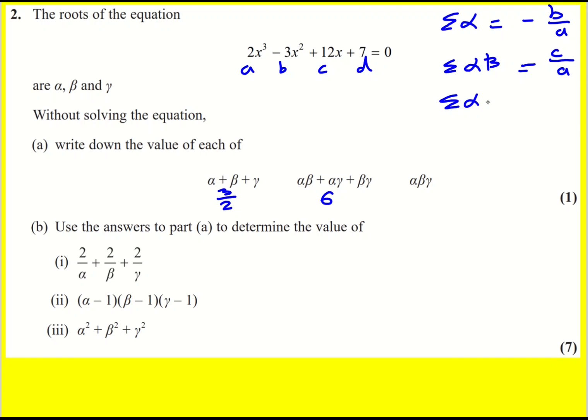And then the sum of the triples, now in this case, for a cubic, actually there is no sum, it's just the triple, that then becomes minus d over a. So minus 7 over 2.